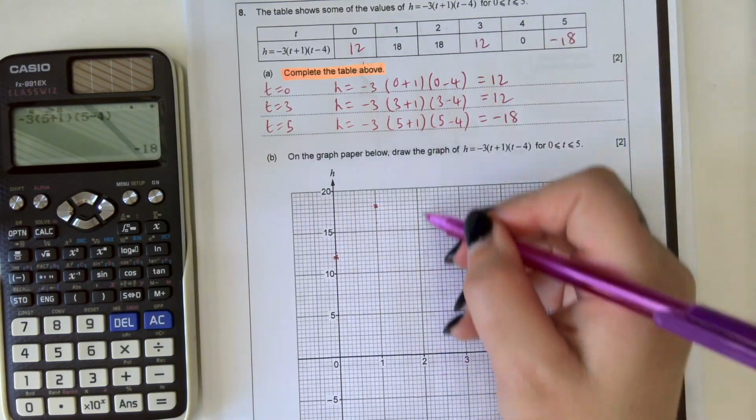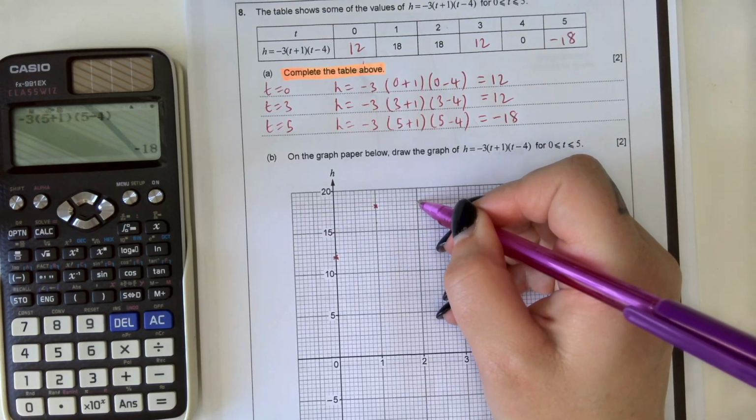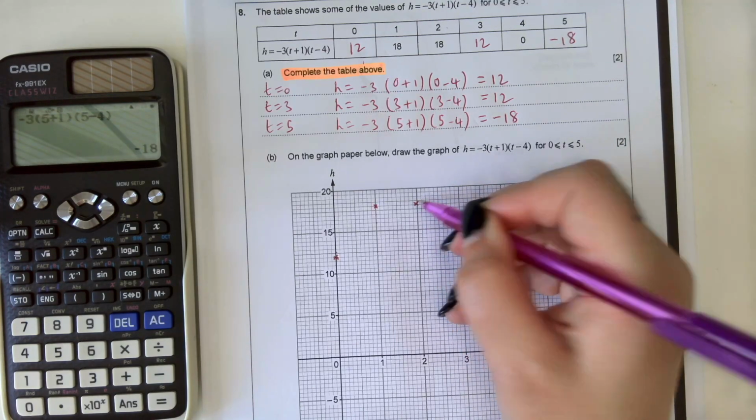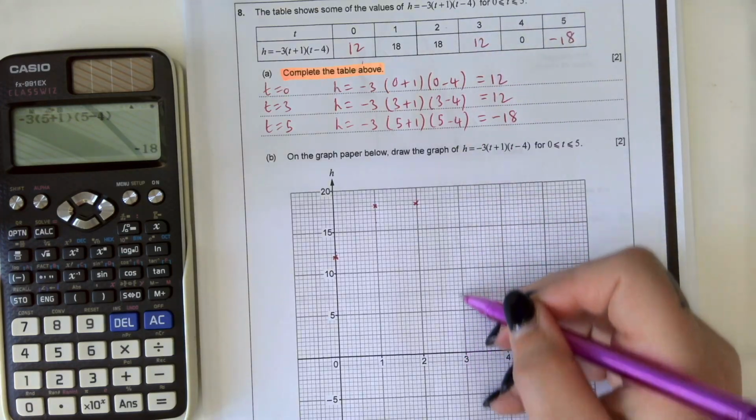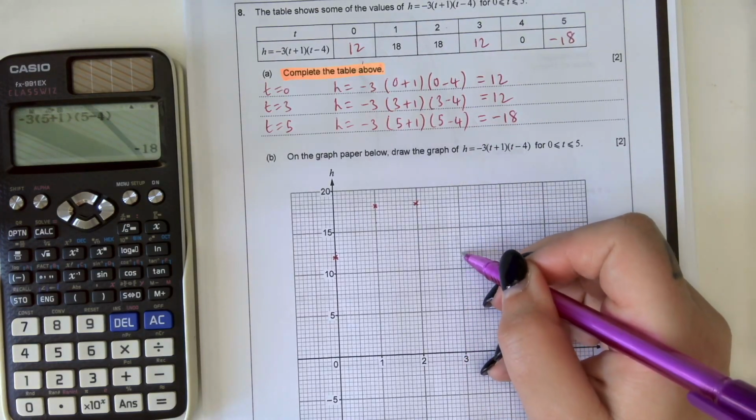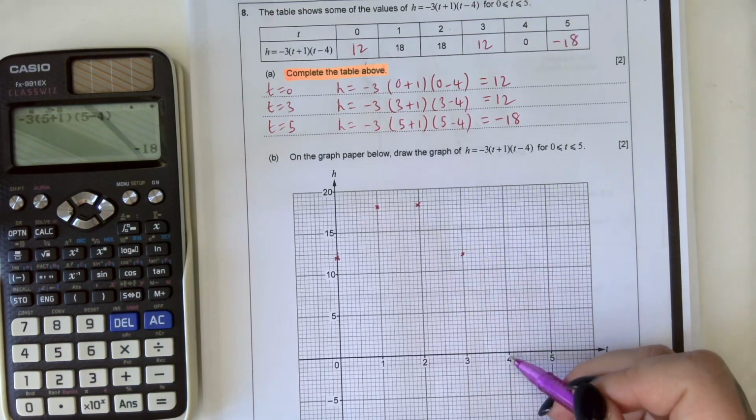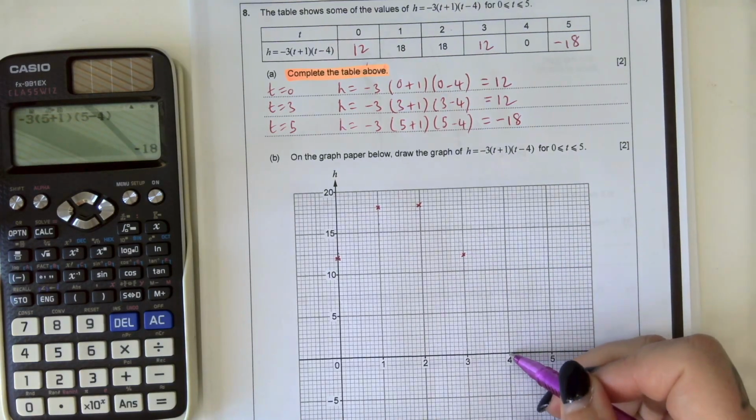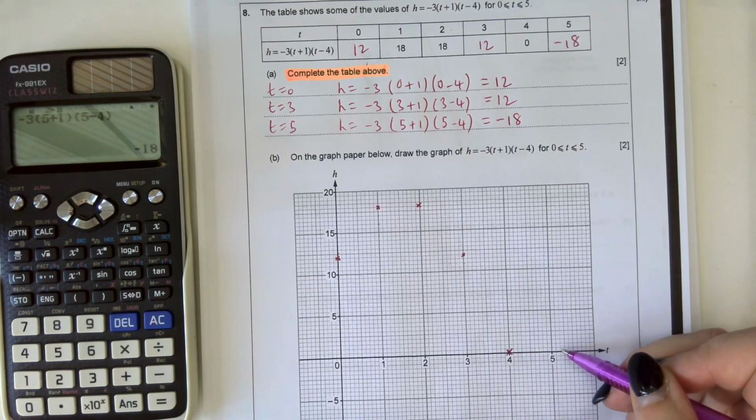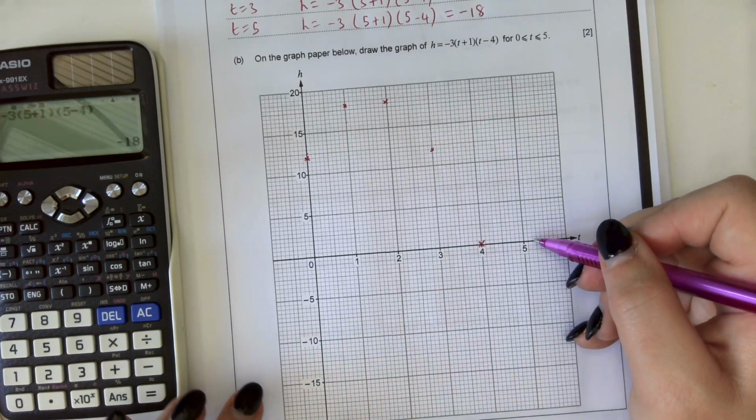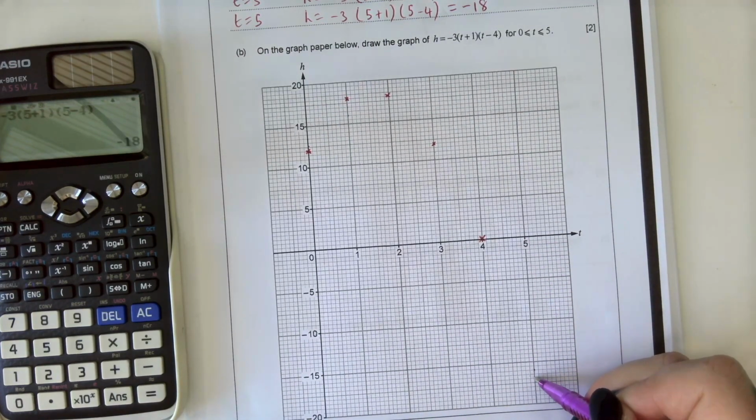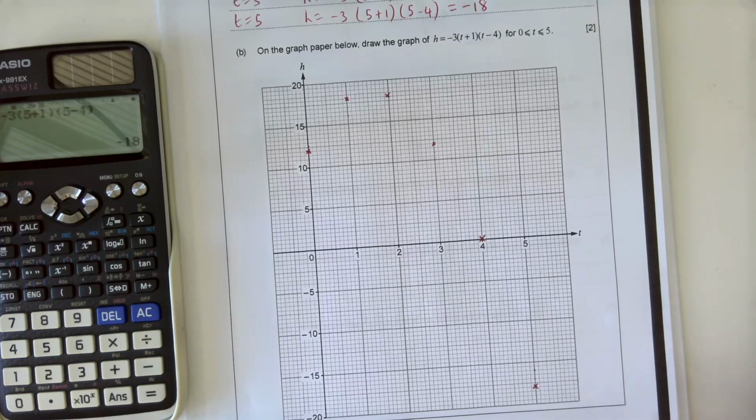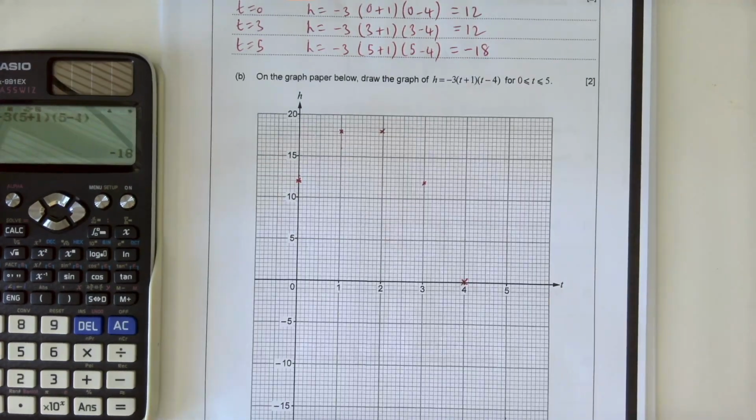T is 2 up to 18. T is 3 up to 12. 11, 12. T is 4. H is 0. And then t is 5, and we're going to -18. So that's -15, 16, 17, -18. So we're going to sketch the curve.